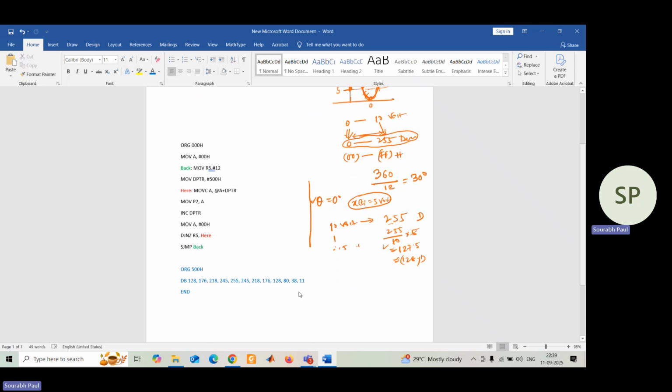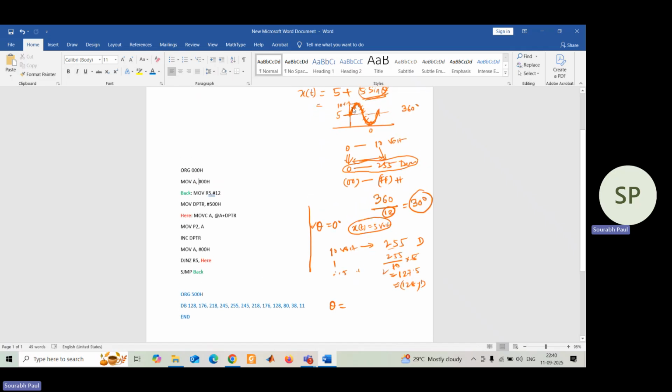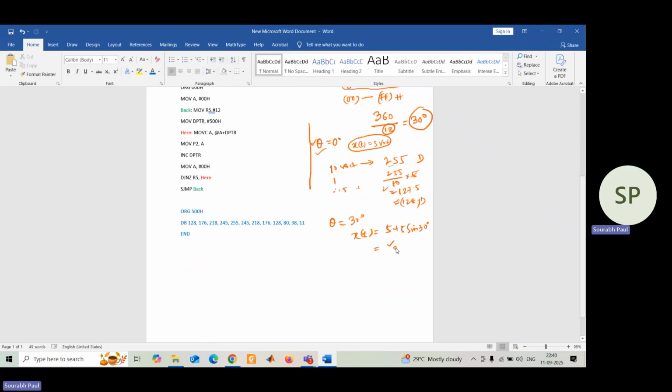Likewise, I do a similar kind of calculation for the next theta. As I am taking a 30-degree interval and have planned to take 12 such samples from one complete cycle, after 0 degree the next value will be 30 degrees. For 30 degrees also, I need to do the same calculation. Now put x equal to 5 plus 5 sine 30 degrees, calculate this value and find out the result. Whatever value it comes to, follow the same procedure.